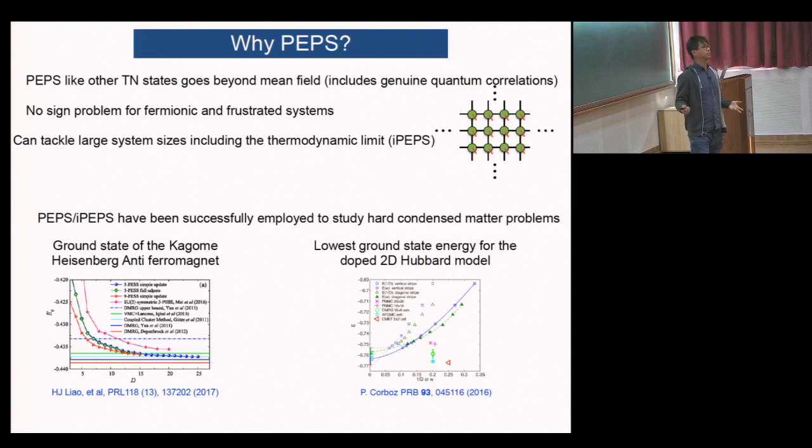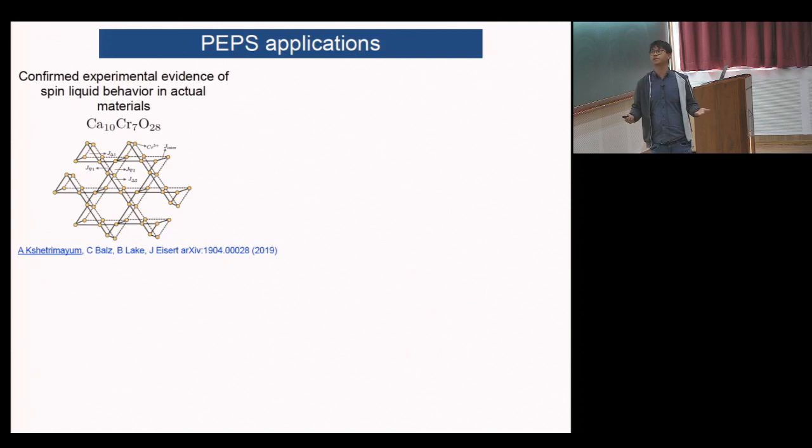But then one can think about real materials, right? So these are some of the things that we are doing in the group. This is a new quantum magnet that the experimentalists discovered, calcium chromate. The experimentalists found evidence of a gapless quantum spin liquid. So you see, this is quite a complicated lattice structure. It consists of two layers of breathing Kagome lattice. And we were able to confirm experimental evidence of spin liquid behavior in this actual material.